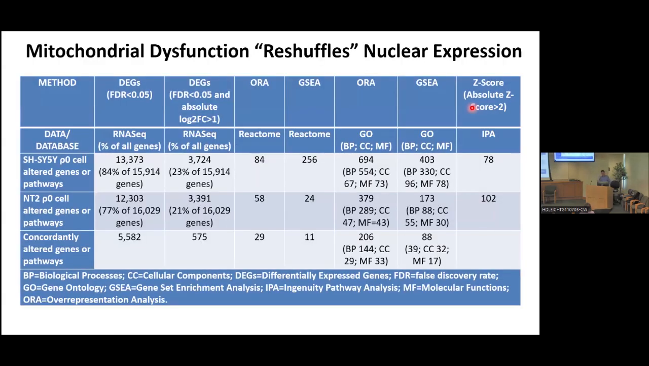But really what happens is that when you have this state of primary mitochondrial dysfunction, it reshuffles nuclear gene expression. So using a very liberal cutoff for what are differentially expressed genes, or DEGs, we saw that in one rho zero cell line, 84% of the genes showed differential expression. In another rho zero cell line, it was 77%. We can apply a more stringent cutoff for what are significant genes, but it still remains very high. And if you do pathway analysis, there's just a tremendous number of pathways that are altered. Many of these pathways are pathways that are altered in Alzheimer's disease.